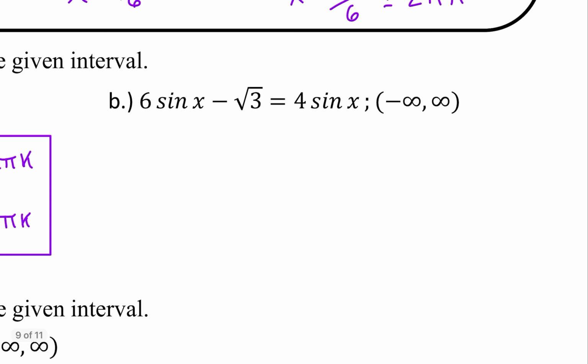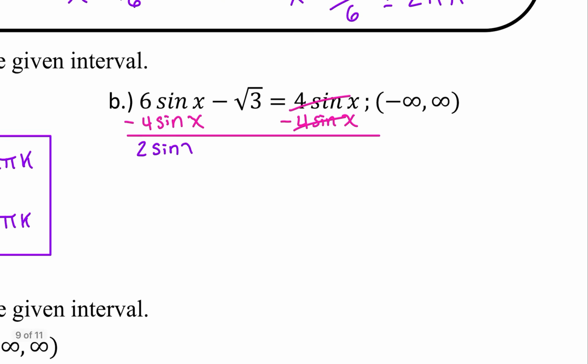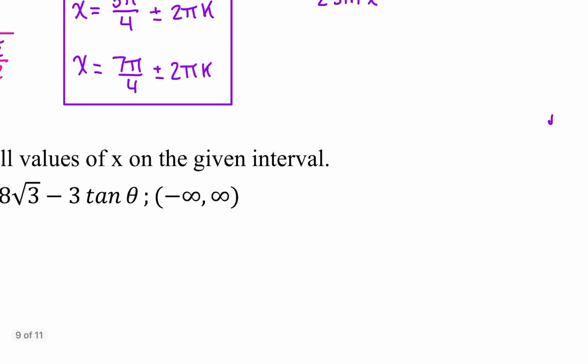Using the same idea over here, we've got 6 sine of x minus the square root of 3 equals negative 4 sine of x, again on any interval. Starting us off, let's get our sines isolated to a single side. So we'll subtract this 4 sine of x, getting rid of the smaller one to keep things looking nice. So 4 sine of x and negative 4 sine of x cancel. Here I've got 6, and 6 minus 4 is going to be 2 sine of x.